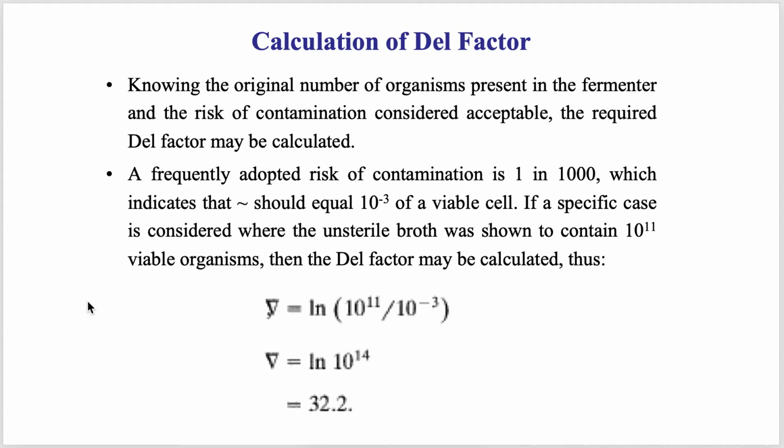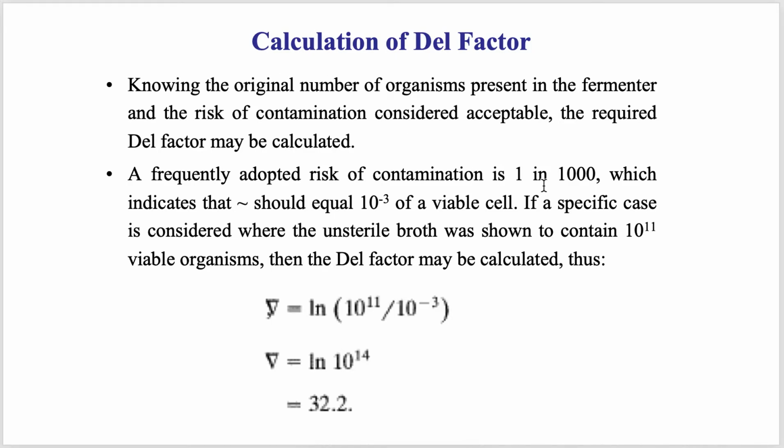Ln N0 by Nt. Now suppose we know N0. N0 is the initial number of microorganisms. So what will be Nt? Nt is the number of microorganisms after the time t. Here t is the exposure time. Like if we use heat for 10 minutes, then t will be 10.